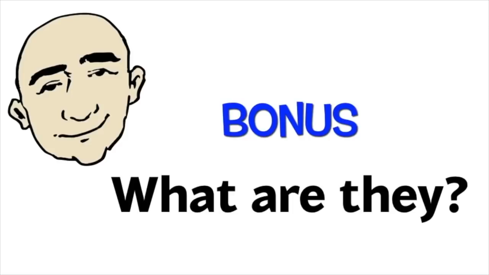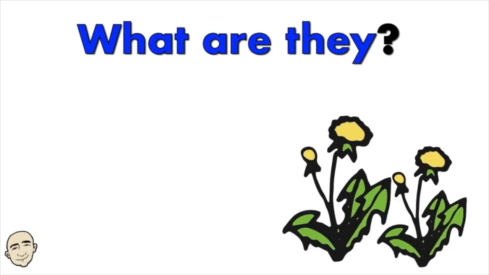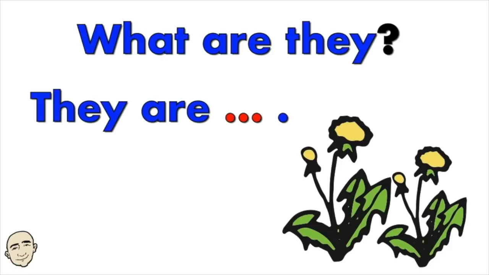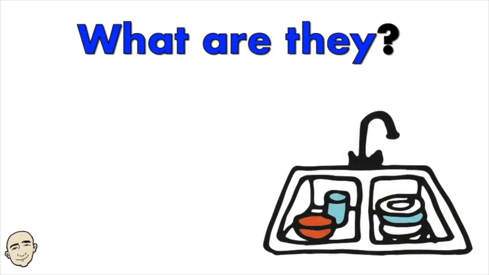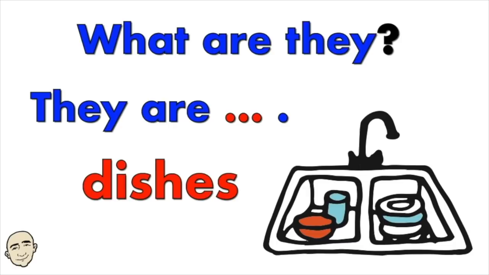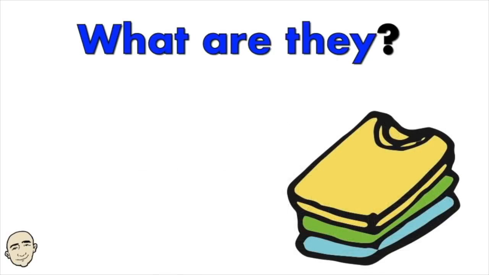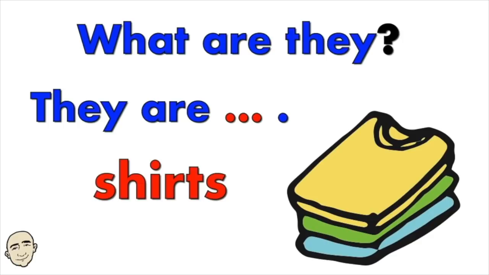Okay, bonus. What are they? What are they? They are weeds. They are weeds. What are they? They are dishes. They are dishes. What are they? They are shirts. They are shirts.